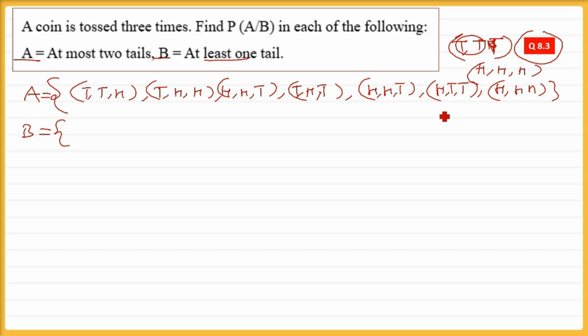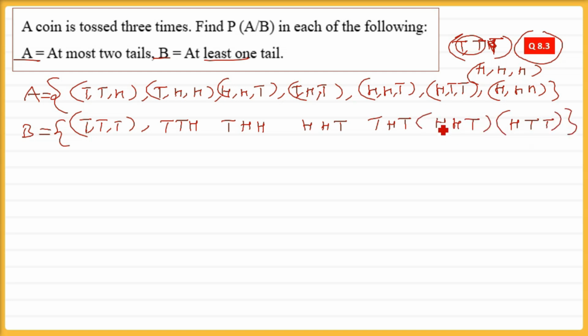Now what is B? At least 1 tail. That is all the heads will not come. It is 1 tail. So you just remove HHH and write all the other 7 which are possible. So TTT, all the tails, TTH, THH, HHT, THT, HHT, HTT. Now let me make the round brackets followed by the commas in between and the comma between this TTH also. All of them need to be understood that in an event there are different elements which are actually the experiments. Now what is A intersection B?